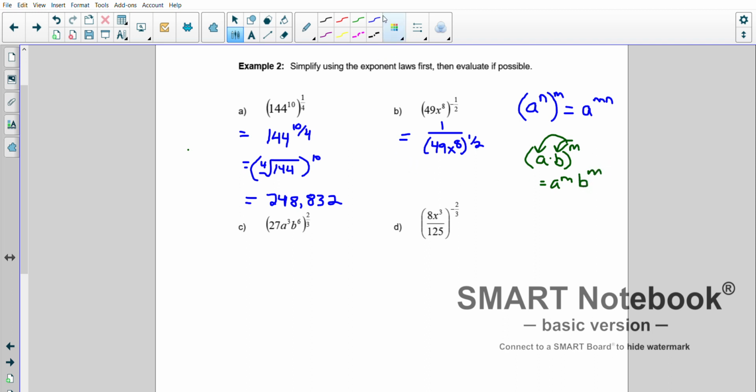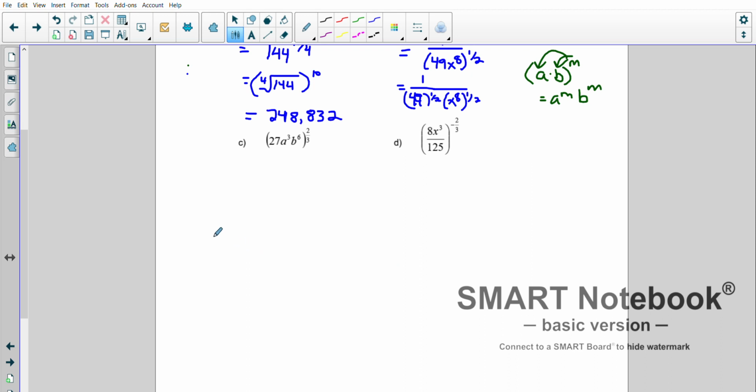So this is going to equal, I might run out of room here, it's going to be 49 to the power of 1/2, x to the power of 8 to the power of 1/2. And then I'm just going to do those separately. So I'm out of room, so I'll come off to the side here. So this is going to be 1 over square root 49 to the power of 1. And now I'm going to use my power law. Keep the base, multiply the exponents. So it's going to be x to the power of 8 over 2. So final answer, square root of 49 is 7, x, 8 divided by 2 is 4.